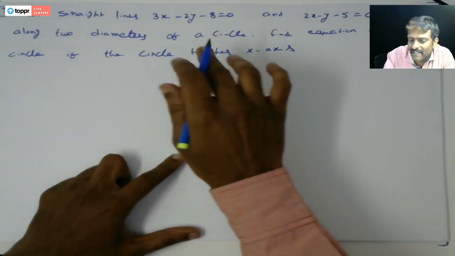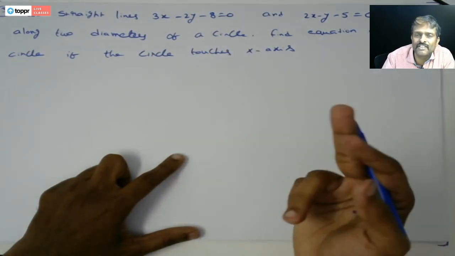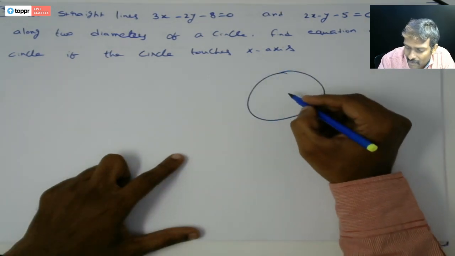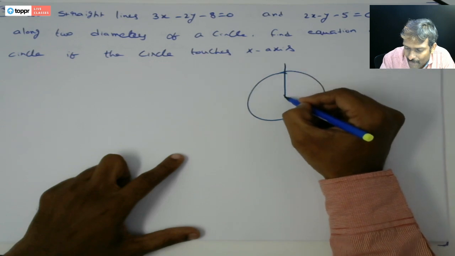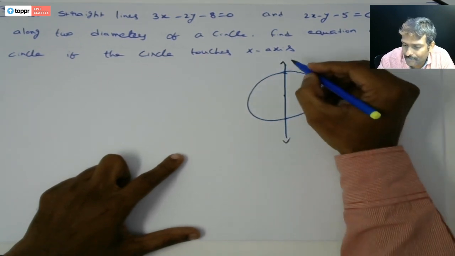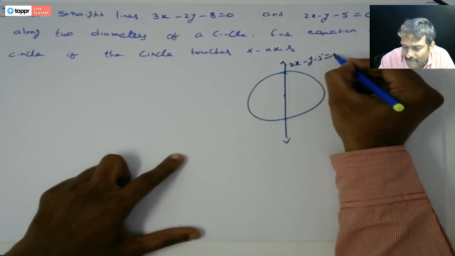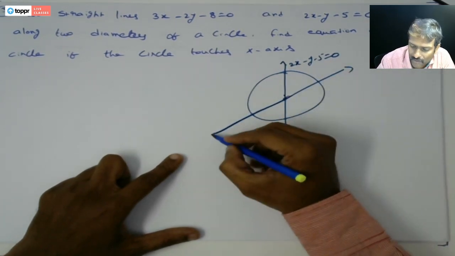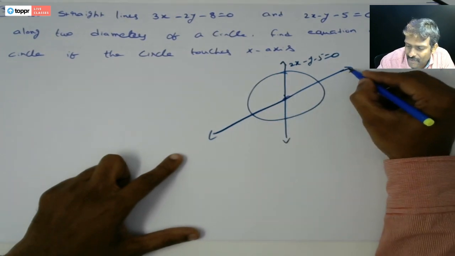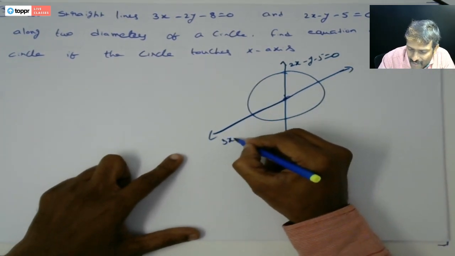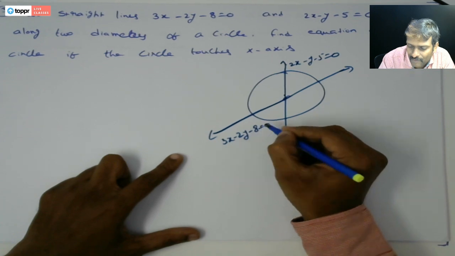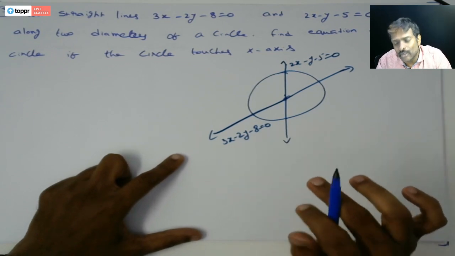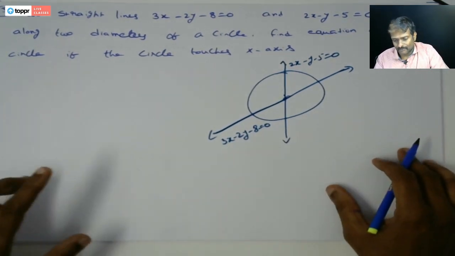So the given information is two lines which lie along the diameters. Say suppose this is the circle and this is the center. So this is one diameter given to us, 2x minus y minus 5 equals 0, and say another diameter, and this equation is given by 3x minus 2y minus 8 equals 0, right? These are the two equations given to us. So how can we find this now?